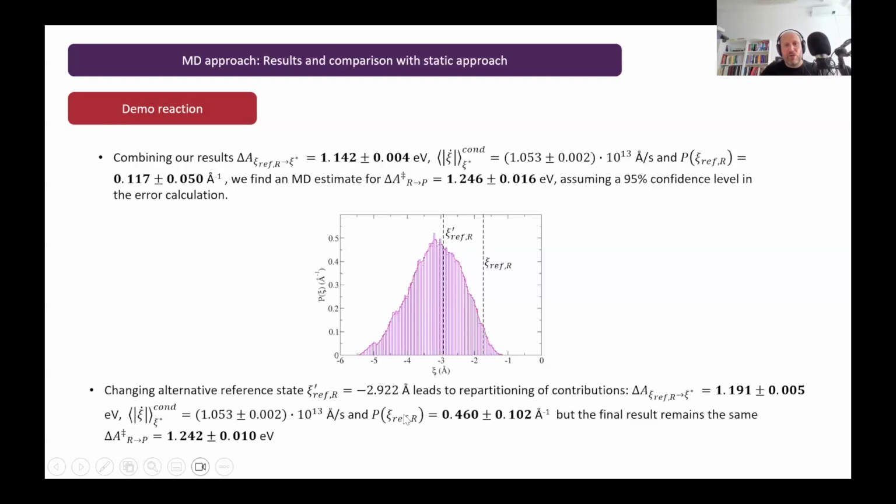And at the same time, of course, probability density is significantly higher than in the previous case. Okay, but when we put things together, we arrive pretty much at the same result, certainly within the statistical error, the same result as with the other choice of reference state. And this is how it should be. Our result must be invariant with respect to reference reactant state.